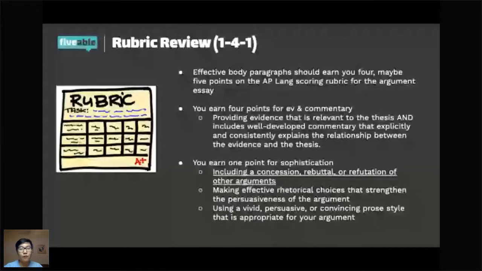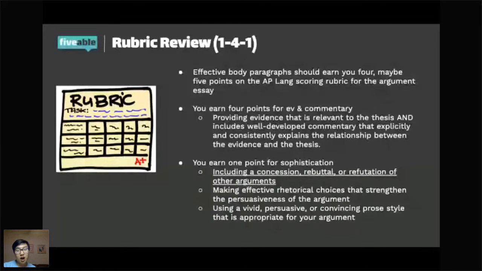So you can earn 4 points for evidence and commentary. And what College Board says is that you need to provide evidence that's relevant to the thesis. So you're not just providing evidence that's really broad that speaks to almost anything. It's very specific to your thesis.